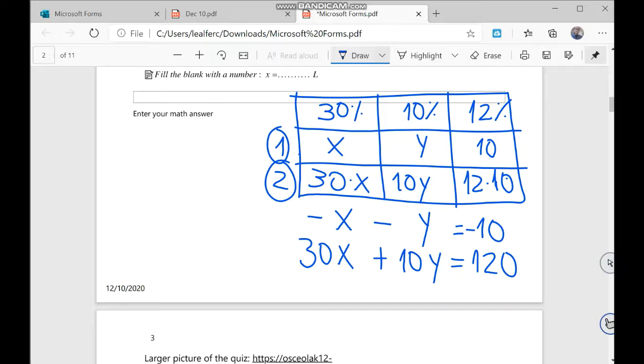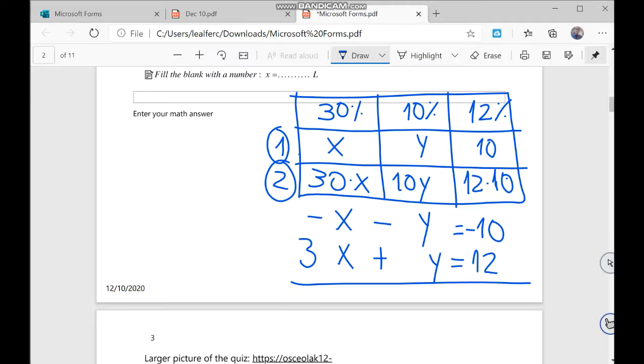And I will divide the second equation, all the terms, by 10. So 3x, 10 divided by 10 is 1, and 120 divided by 10 is 12. So we have 3x plus y equals 12. And Cynthia thinks 3, maybe 3. Let's check here.